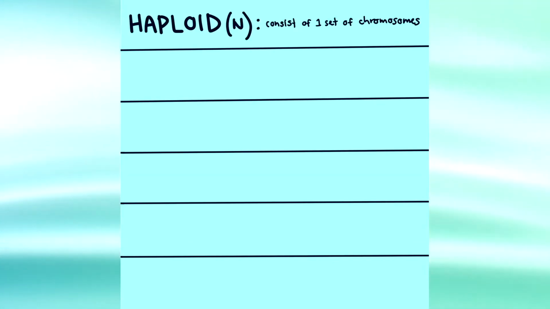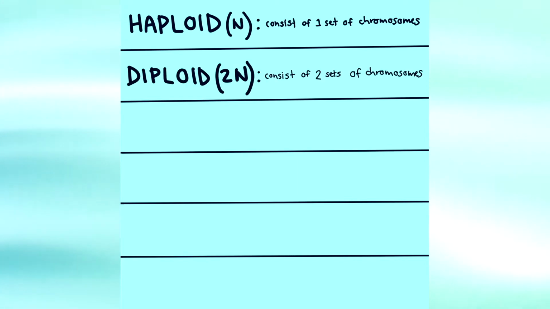Before we begin, there are a few vocabulary terms we should go over so that we have a clearer understanding of the processes ahead of us. Let's start with chromosome-related things. A haploid is a cell with one set of chromosomes. A diploid is a cell with two sets of chromosomes.